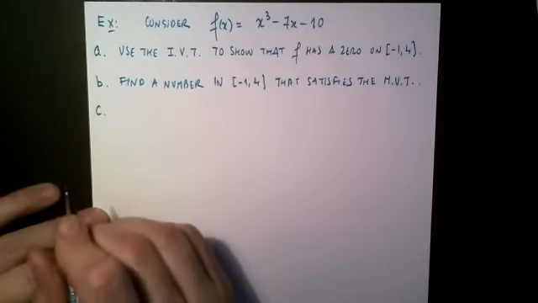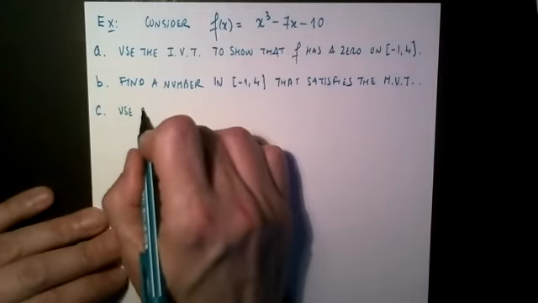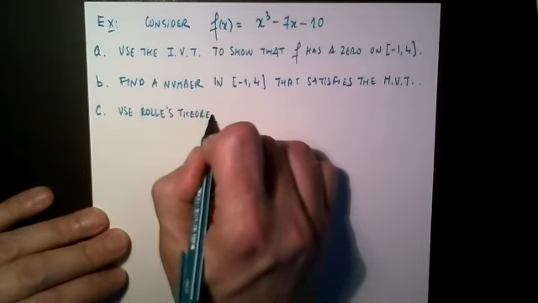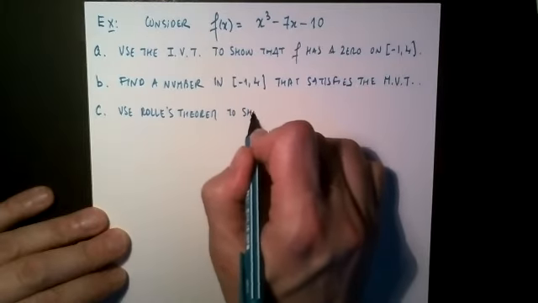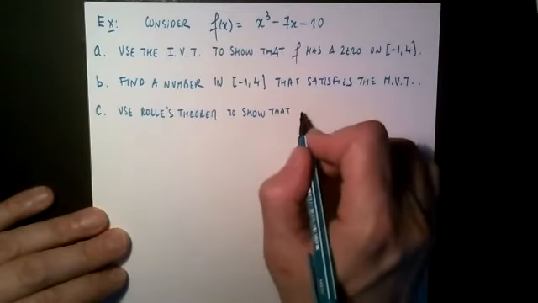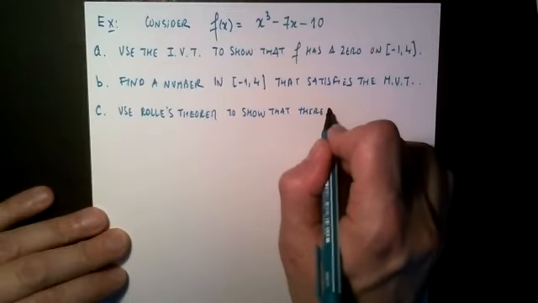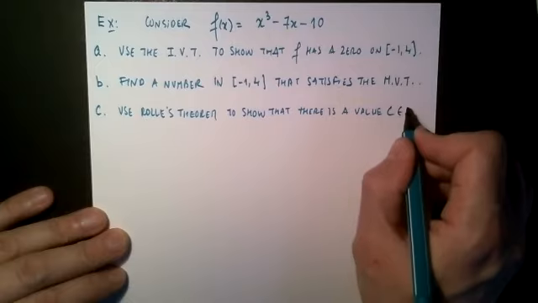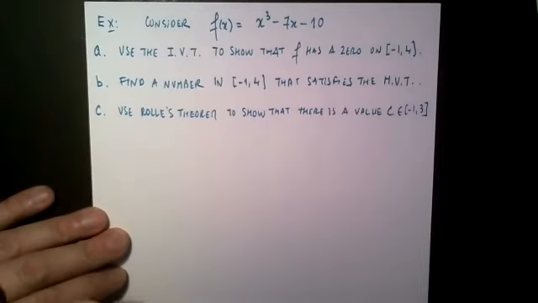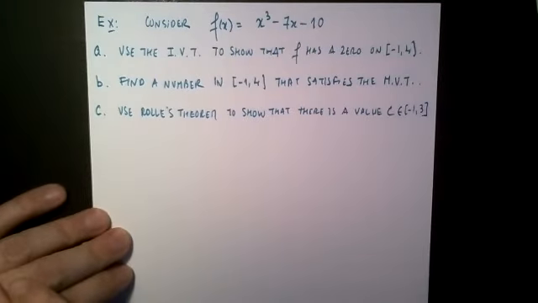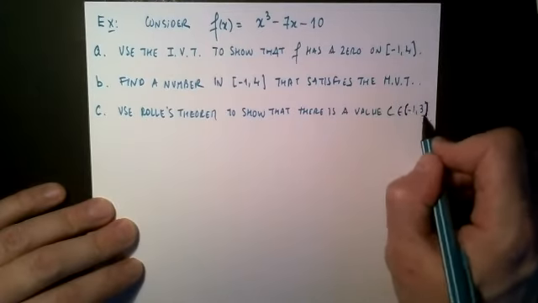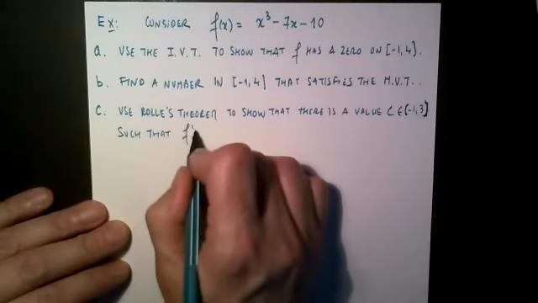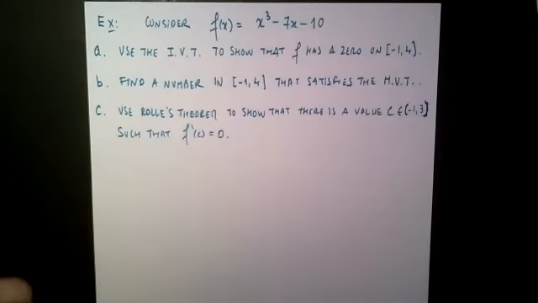And C, use Rolle's theorem to show that there is a value C in [-1, 3] such that f prime of C is 0.